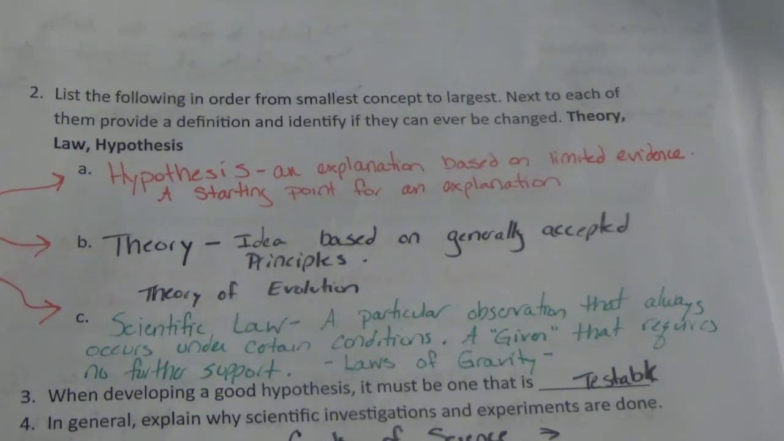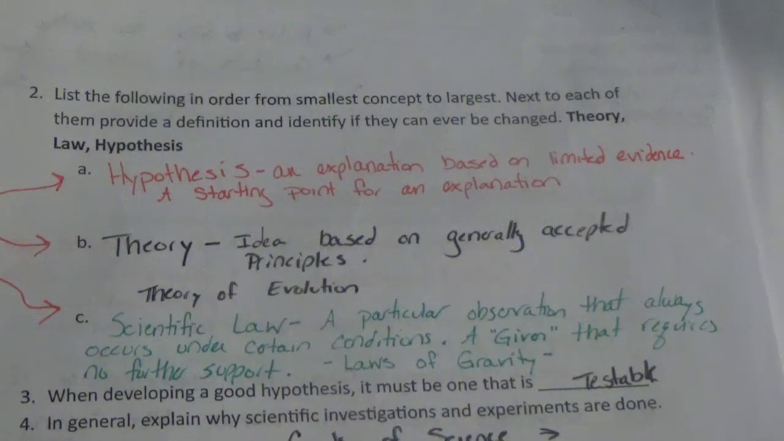A theory is an idea based on generally accepted principles. So for instance, Charles Darwin is given credit for coming up with the theory of evolution in his book On the Origin of Species. But when he developed this theory of evolution, he really didn't even have the information that we have today about molecular DNA and things like that. So it's a theory based on generally accepted principles.